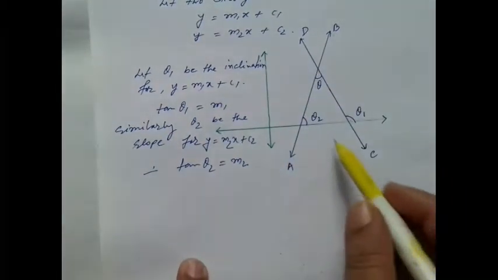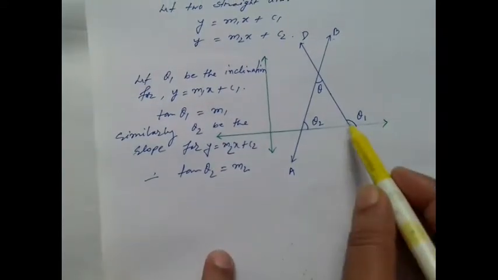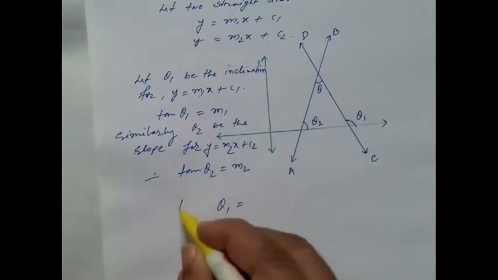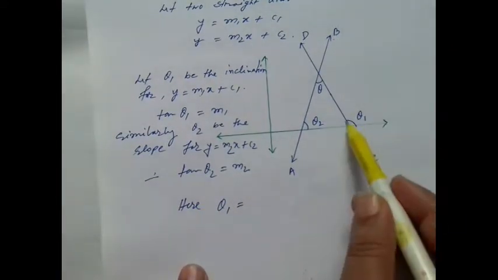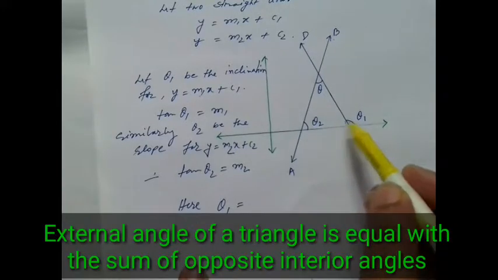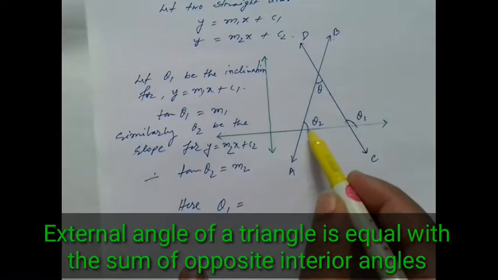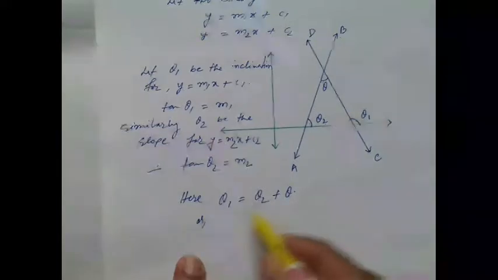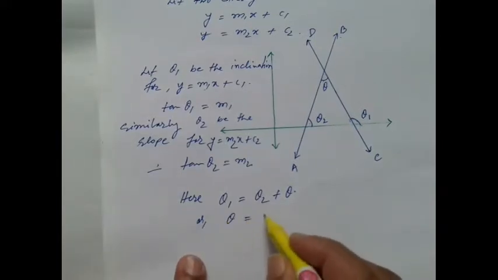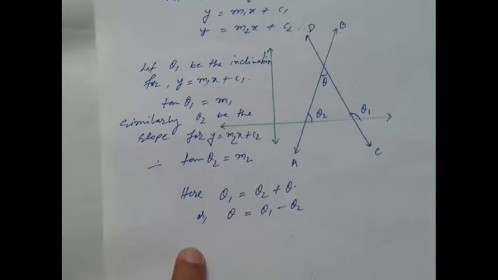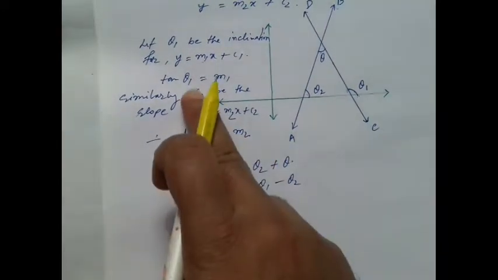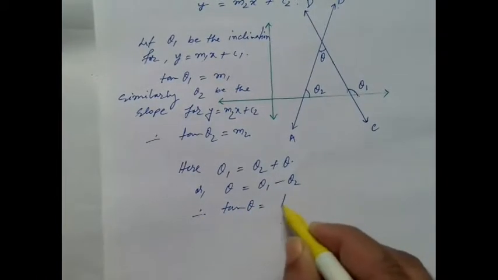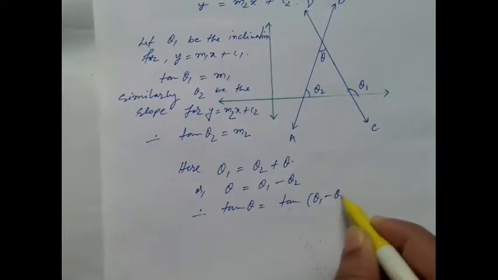Okay, now from this triangle what we are getting is that theta 1 is the external angle, and it is equal to the sum of the opposite interior angles, meaning theta 2 plus theta. Okay, so by reversing we can say theta equals theta 1 minus theta 2. We have values for tan theta 1 and tan theta 2. Therefore tan theta equals tan of theta 1 minus theta 2.